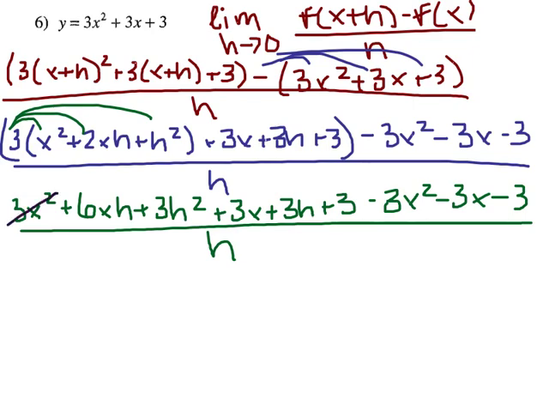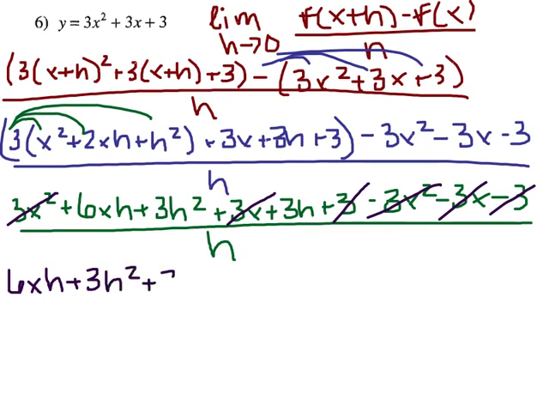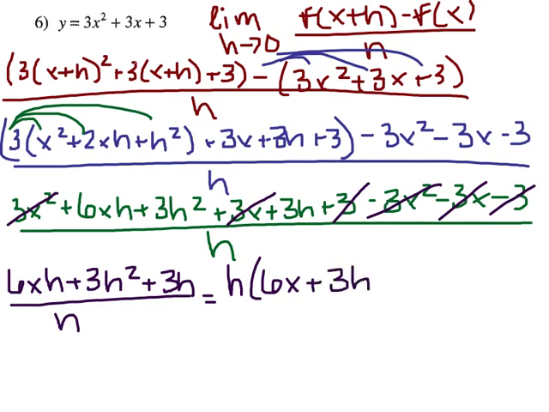Let's do some canceling out. 3x squared minus 3x squared, 3x minus 3x, 3 minus 3, and we end up with 6xh plus 3h squared plus 3h all over h. We can factor out our h at the top. That'll be 6x plus 3h plus 3.